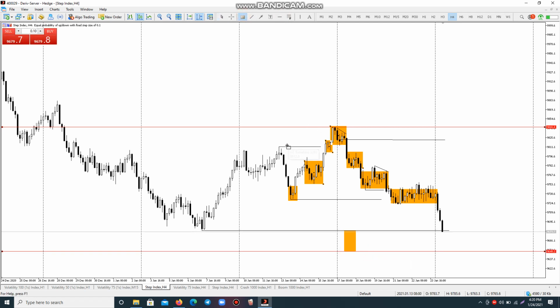Because if you check here, after they break this area, market moved how many pips? 30, then market drops.